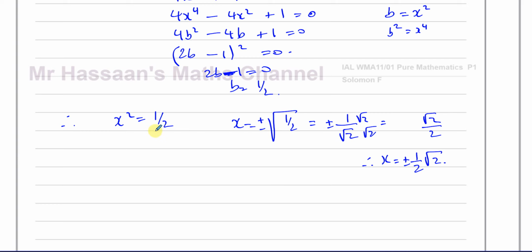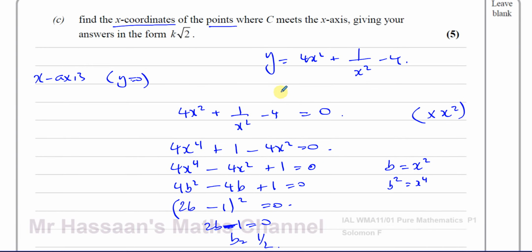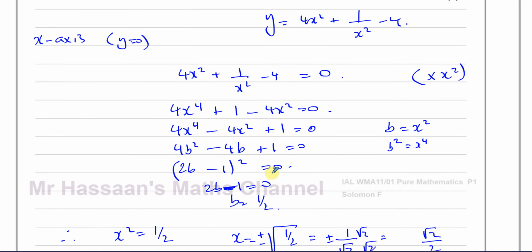You've got to consider both the positive and negative square roots, because we know that the square root of a half times the square root of a half gives you a half, and negative square root of a half times the negative square root of a half also gives you positive a half. So there's the answer to part C of this question. You form what's called a disguised quadratic out of it.